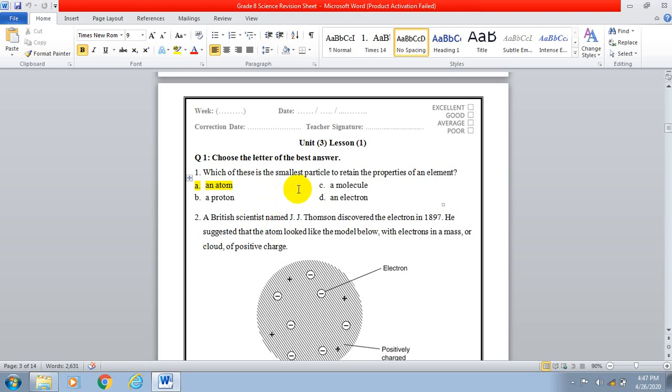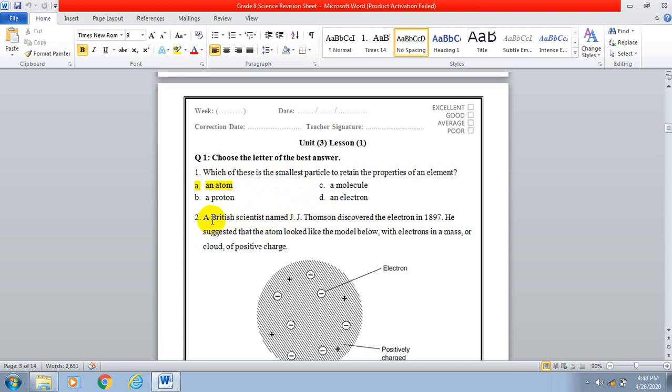Choose the letter of the best answer. Which of these is the smallest particle to retain the properties of an element? The smallest particle, so proton, molecule, electrons, or an atom actually, okay? Atom is the smallest particle. If you consider biology, like the life science, their cell will be known as the smallest particle. But here we have atom, okay?